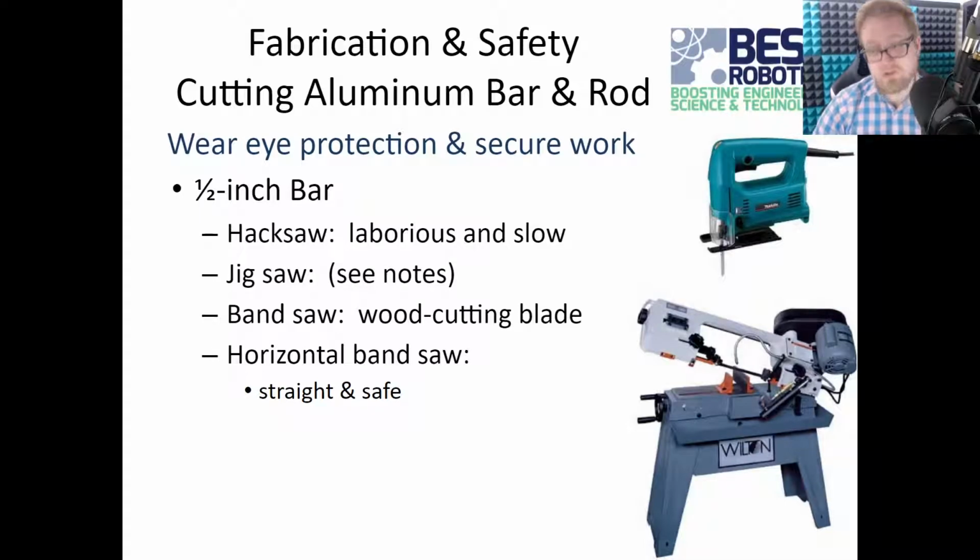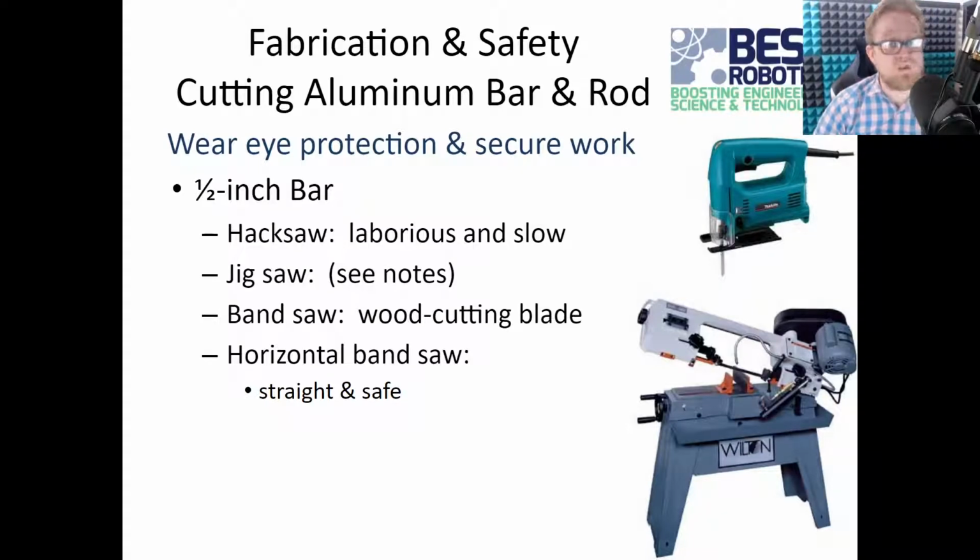However, you can also use electrical saws to cut through it, and that will be faster and will usually give you a better edge. So you can do this with a jigsaw, a bandsaw, or a horizontal bandsaw. For the 1/2 inch bar on a bandsaw, you can use a wood blade because the aluminum is so thick, and it is aluminum. It is a lot less hard than something like steel. So you can use a wood cutting blade if that is what you have.